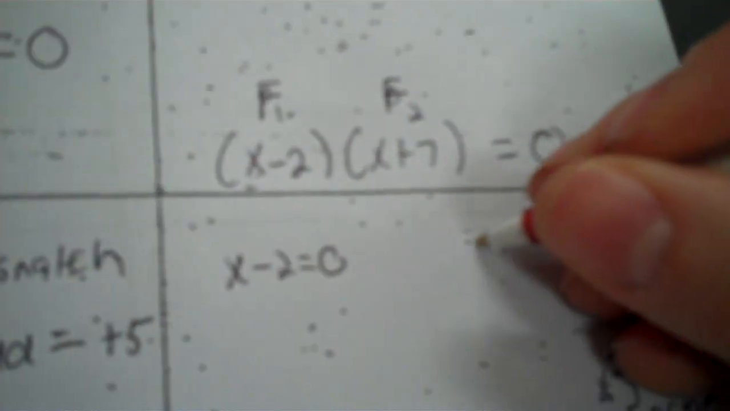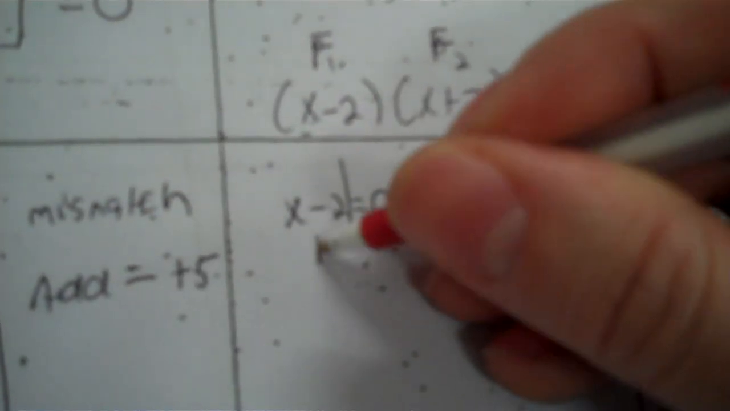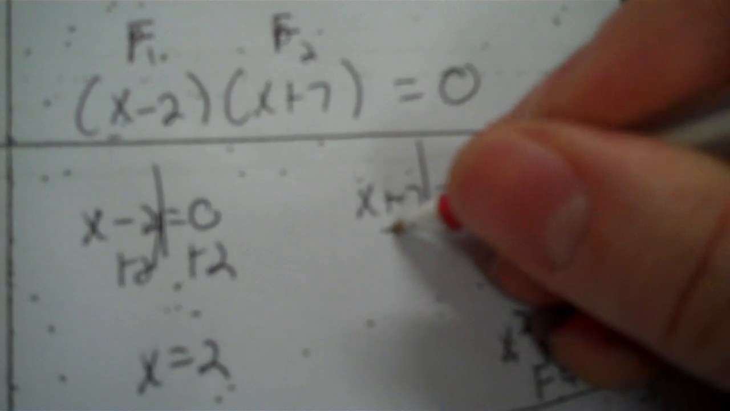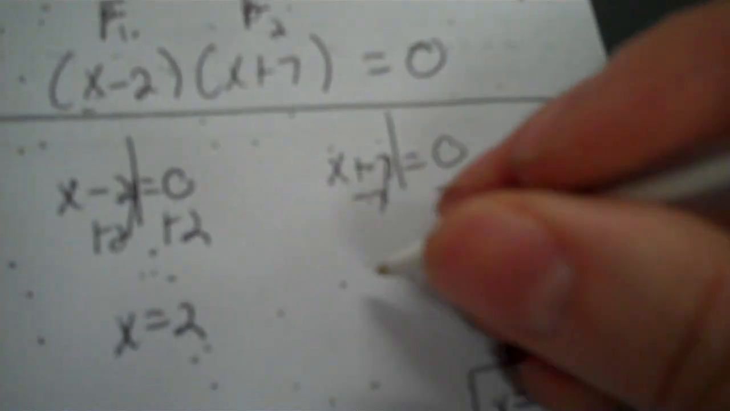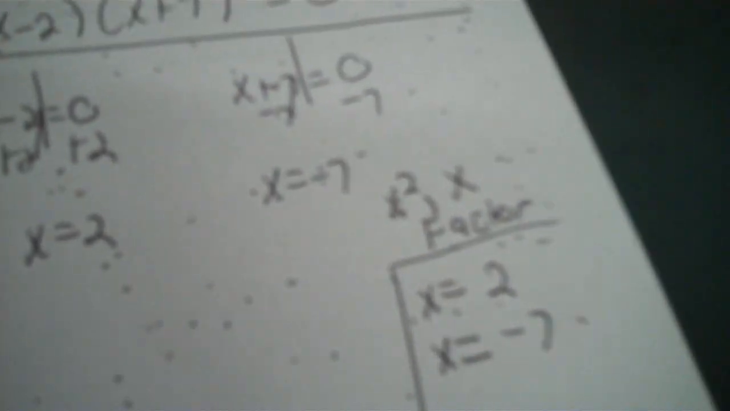Now you put equals 0. All you've done is taken that and rewritten it in a different formation, the P1, P2 formation, or I call it F1, F2. So x minus 2 could equal 0, or x plus 7 could equal 0. Now you solve them. So you plus 2, that would give you 2. Then you minus 7, that would give you negative 7. Okay, those are your answers, 2 and negative 7.